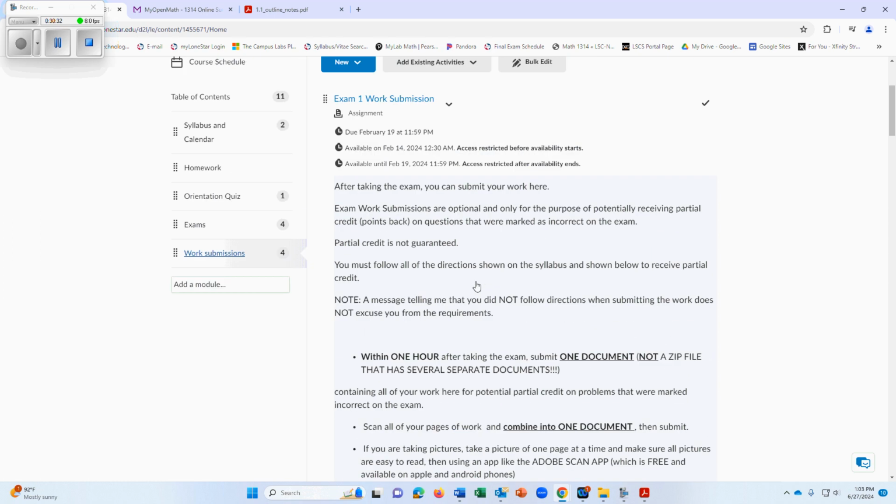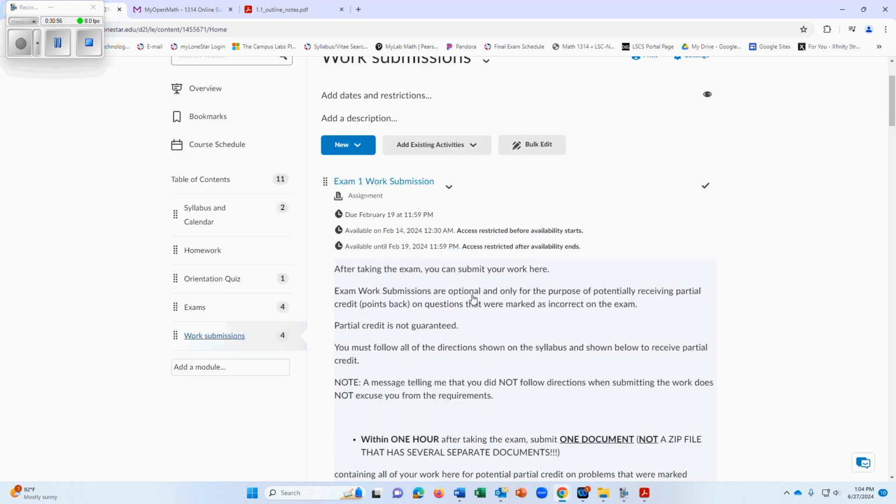And once again, that is optional, but it's if you want to have the opportunity at partial credit. The partial credit can vary. Sometimes you might get 10 points back, and sometimes you might get 1 or 2 points back. It just depends on the exam and the student and how much detail they show in their work.